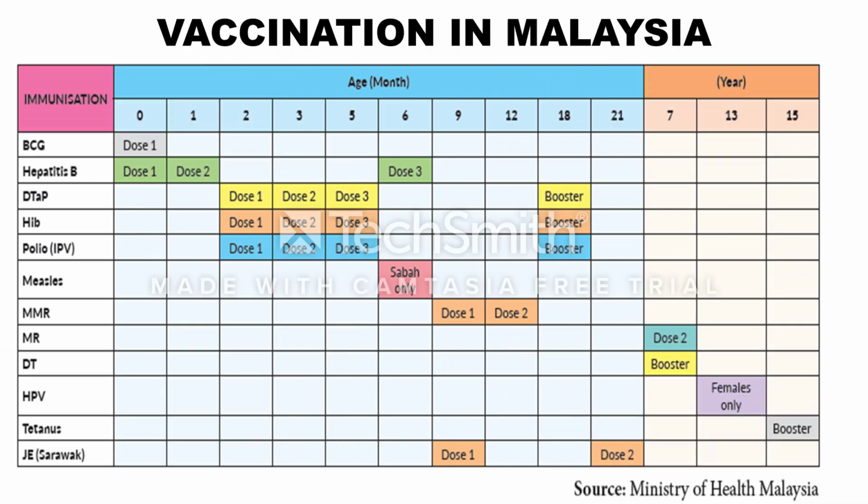This is the vaccination schedule in Malaysia, which will be given according to age, starting from the newborn till 15 years old. The left column shows the immunization with the list of several vaccines. The vaccines will be given according to the dose. HPV vaccines will be given only to females. For more information, you may refer to your textbook.